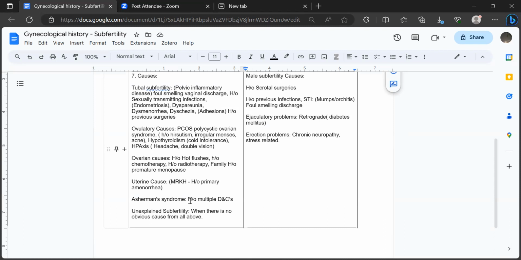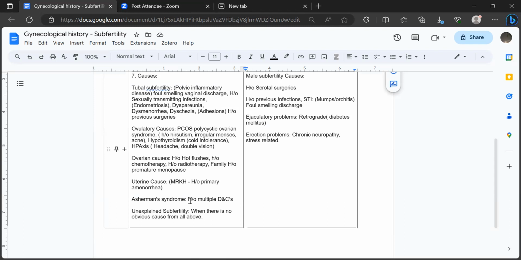And then if the semen analysis report is normal, there are no ovulatory causes, and no other cause is found, then the patient can be labeled as a patient of unexplained subfertility.